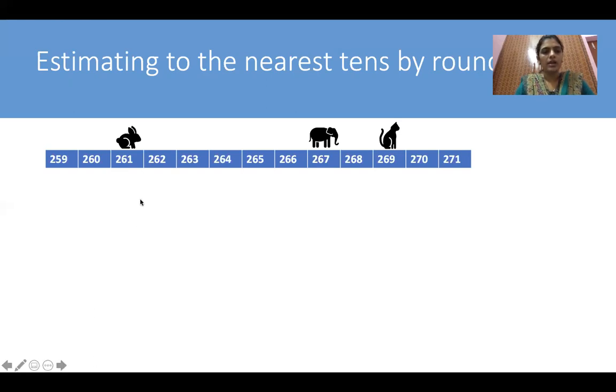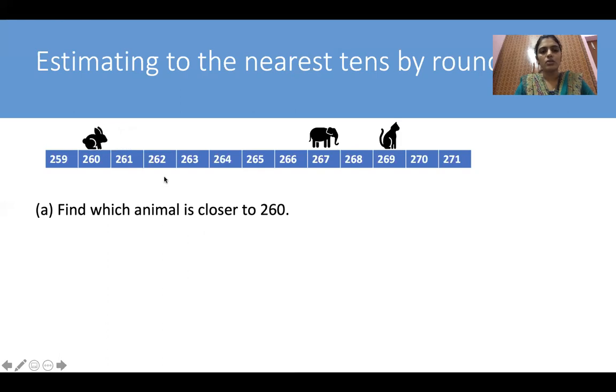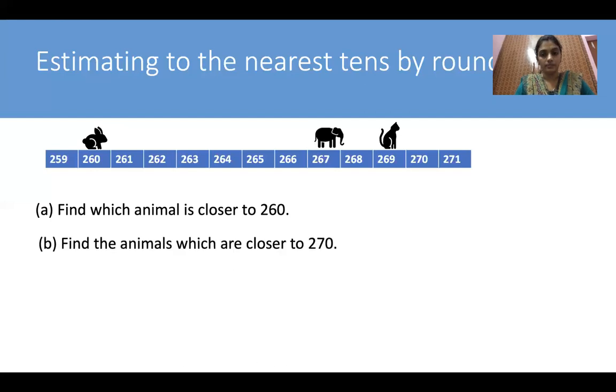So here we see, find which animal is closer to 260. So you can find it. This rabbit is closer to 260. Now can you find which animal is closer to 270? The elephant and the cat. Both are closer to 270.